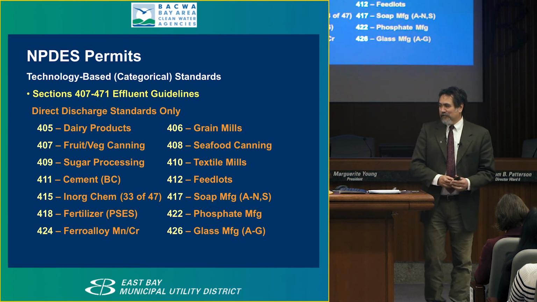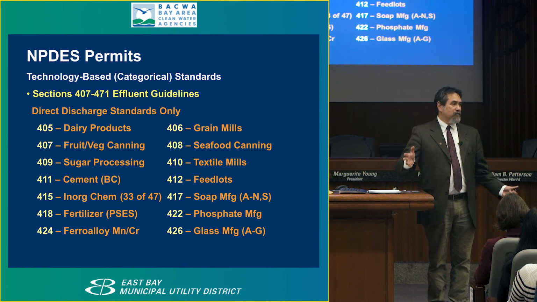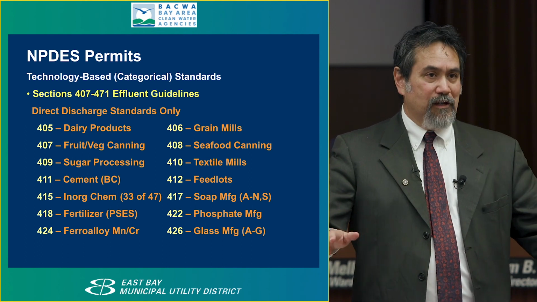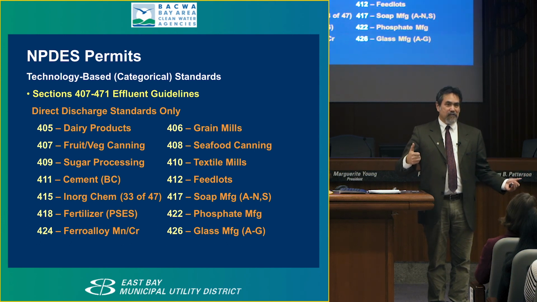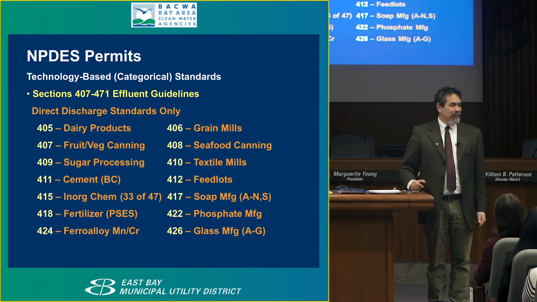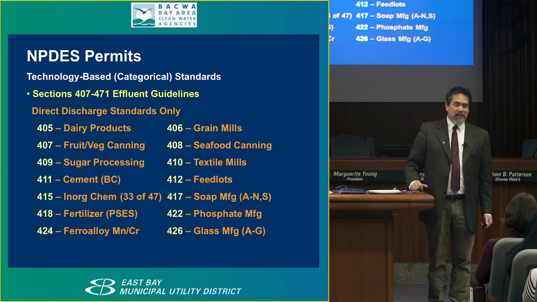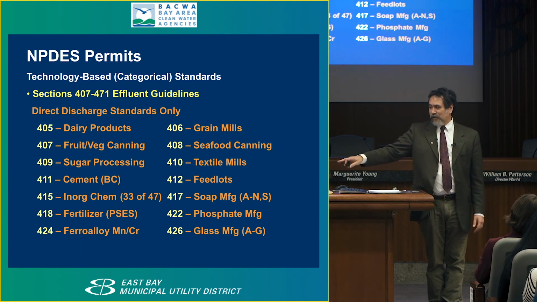Here's the technology-based limits for just direct dischargers only, meaning these limits only apply to, for example, 405 dairy facilities that discharge to a waterway. If the dairy facility discharged to a sewer district, there would be no categorical standards because the dairy facility makes a treatable waste stream. So here they are. They're mostly food, yes. I don't know why cement's in there, but it is. Soap manufacturing's in there for some of the subsections A through N and S, but the other ones, there are limits.